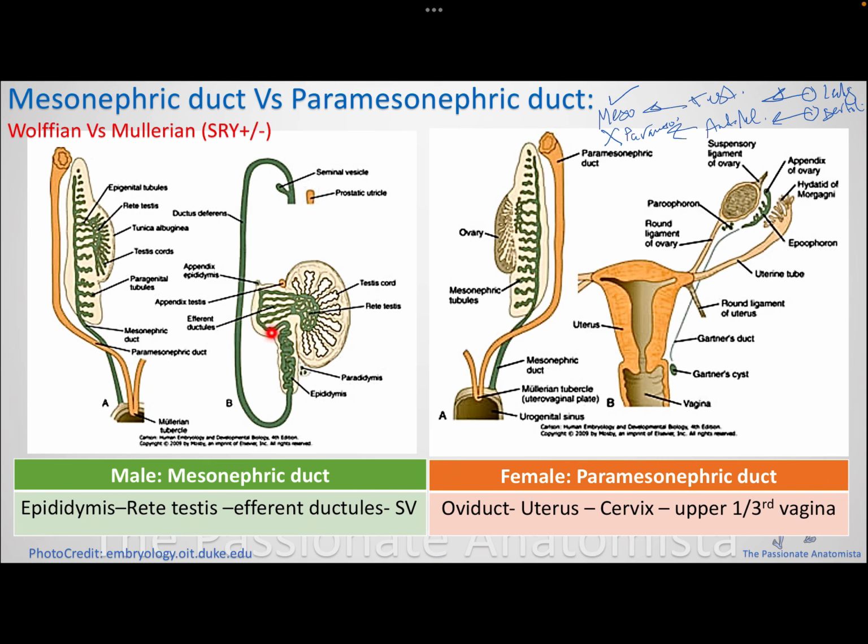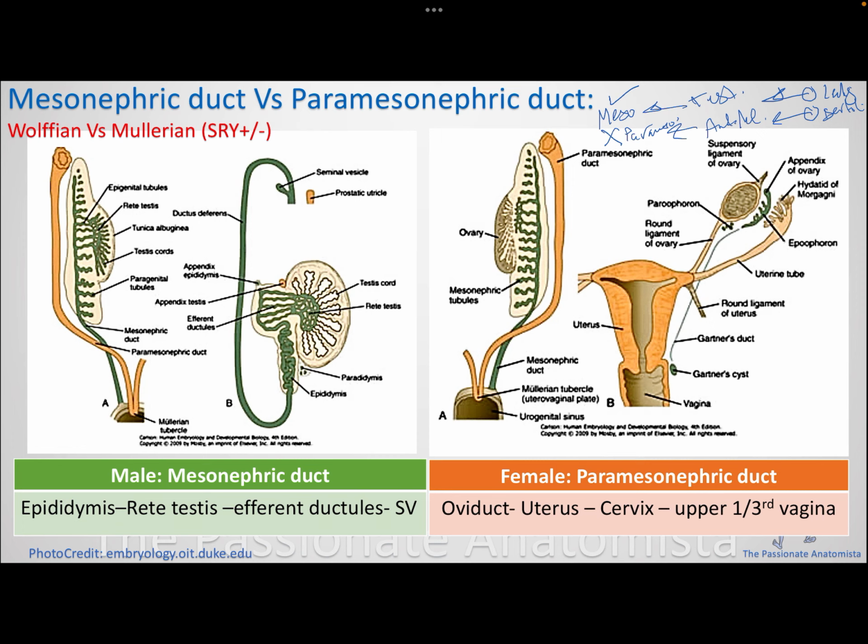The mesonephric duct is going to further develop to give me the tubular system, which is basically the epididymis, the rete testis, the ductus deferens, the efferent ductules here, these efferent ductules, and then the ductus deferens all the way up until the seminal vesicle. So all the green structures are coming from the seminiferous tubules under the influence of testosterone from the Leydig cell, which was stimulated by the SRY gene.